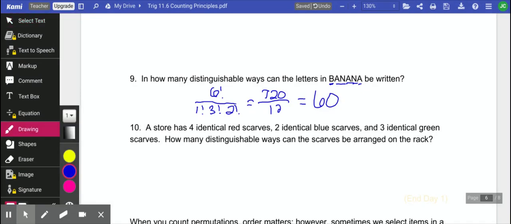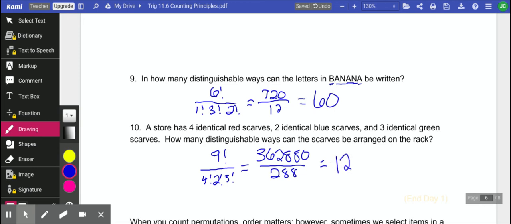All right, we have a store. It has identical scarves: red, blue, and green. How many distinguishable ways can they be arranged on the rack? Let's see, we have a total of 9 scarves, so 9 factorial on top. We have 4 red, 2 blue, and 3 green. So definitely want your calculator for this one. 9 factorial is a big number. And then multiplying everything on the bottom, we get 288. So there are 1,260 ways to arrange those scarves.